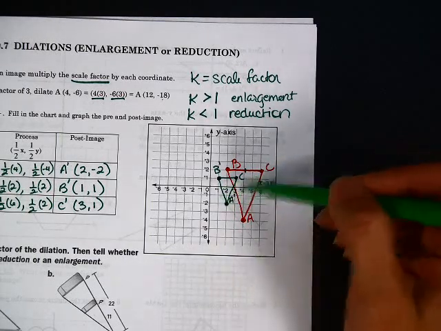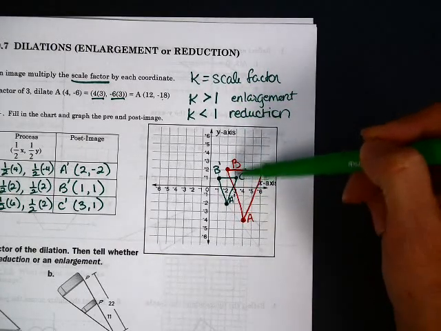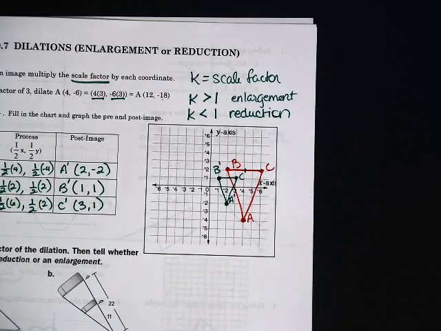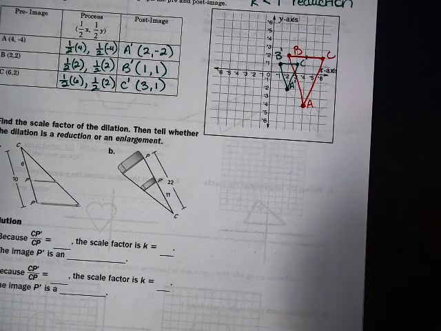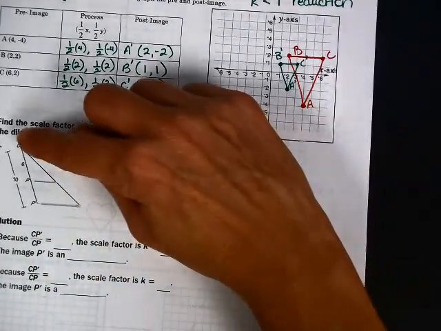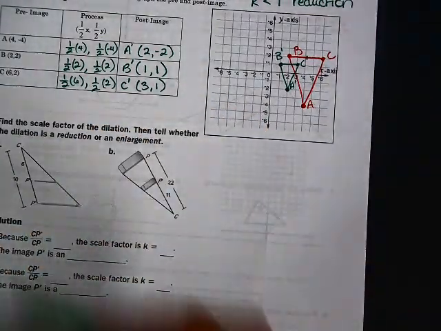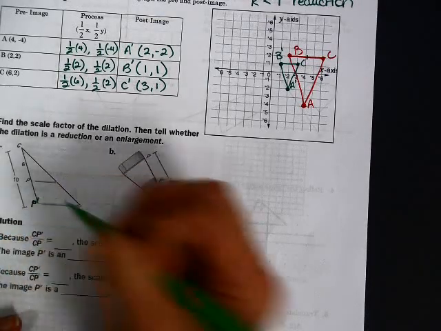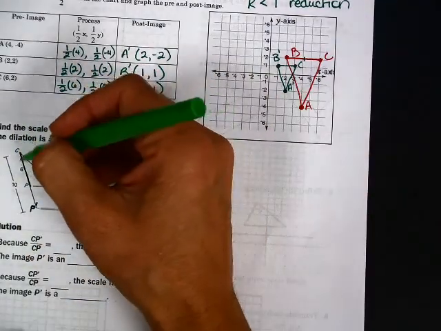Connect those points. Now, your image doesn't have to be located inside the other one. They may touch, they may not touch. It just all depends. But this image is now half the size of what it was originally. Okay, now then, using the scale factor to form a dilation, and then tell whether the dilation is a reduction or an enlargement. So here what we have is an image, CP, and we're going to CP prime. And I'm going to fix that because you can't see the little prime mark.